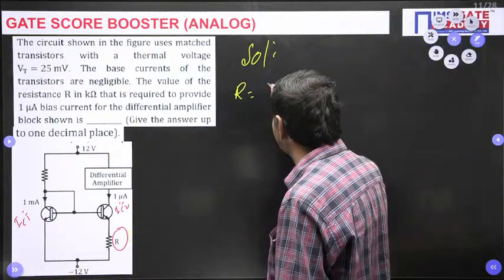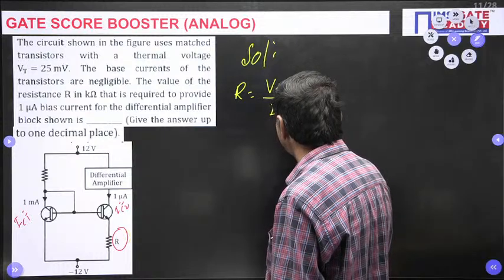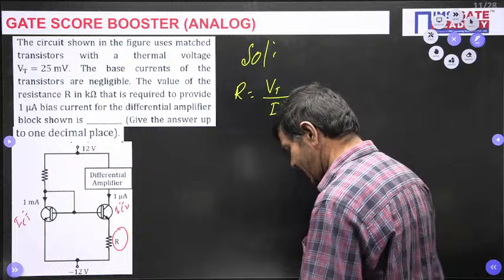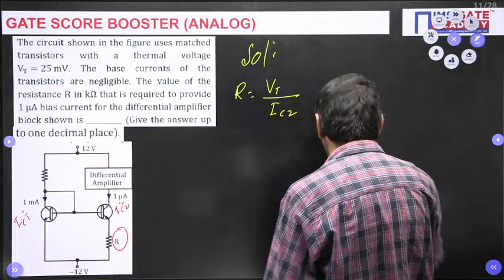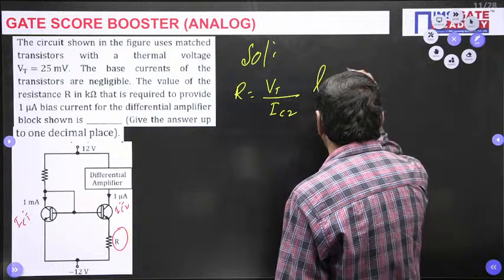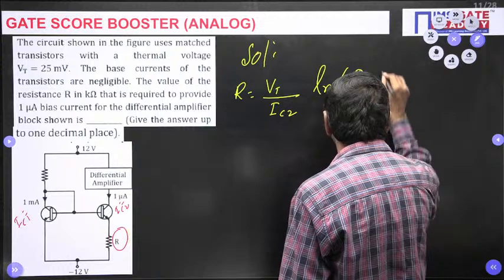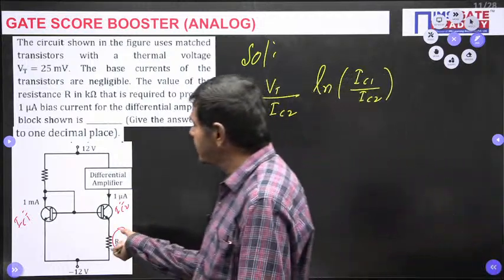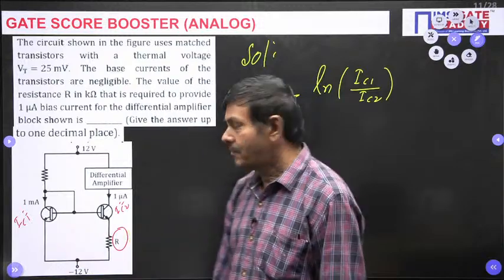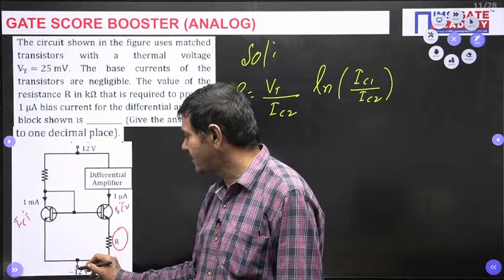R equals thermal voltage by IC2 into ln, natural log, of IC1 by IC2. There is a direct formula. Sometimes questions of this model ask you to find the resistance R. You know very well how we get that formula.